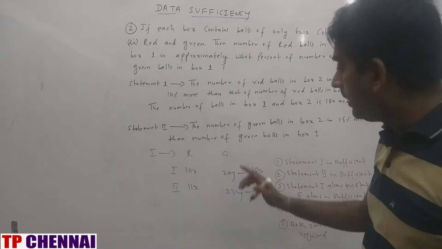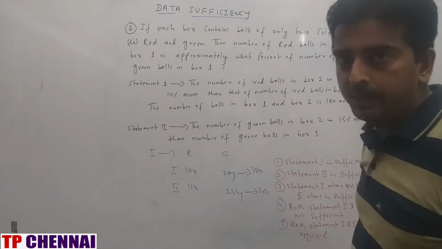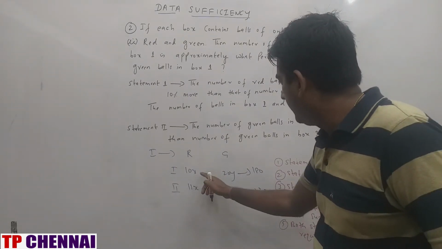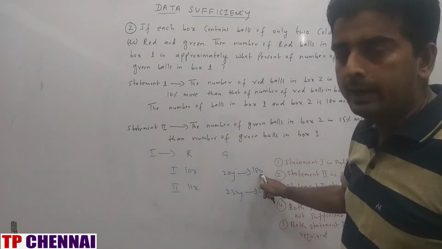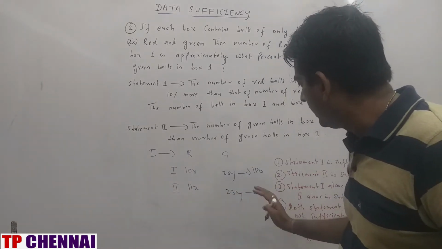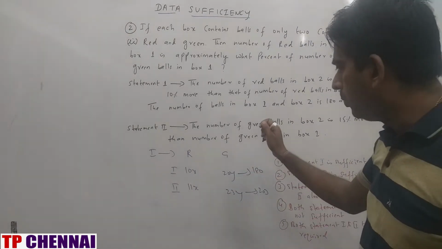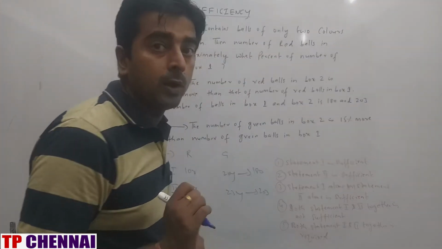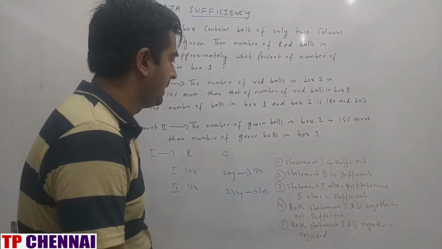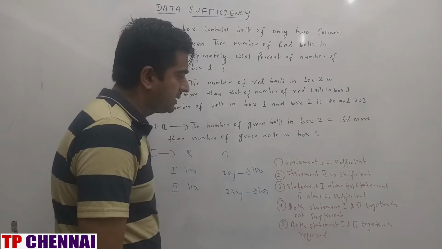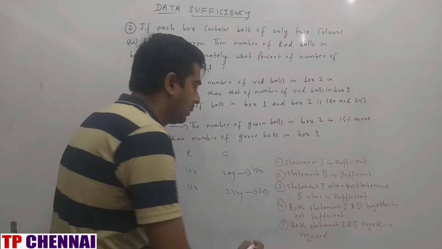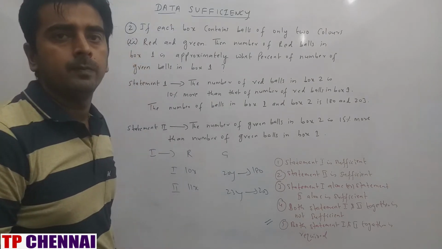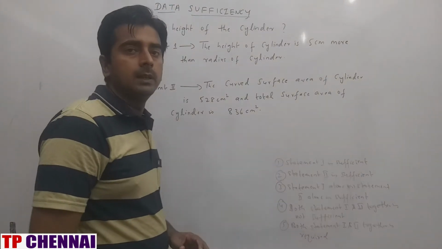because they have only given you the percentage value. Now when you merge these two statements, you will have two equations: 10x plus 20y is equal to 180 and 11x plus 23y is equal to 203. So when you combine both statements, you will get the answer. You are not supposed to calculate, but you will get the answer. So what is the answer? Both statements 1 and 2 together are required, which is the fifth option. So I hope you are clear with the second question.